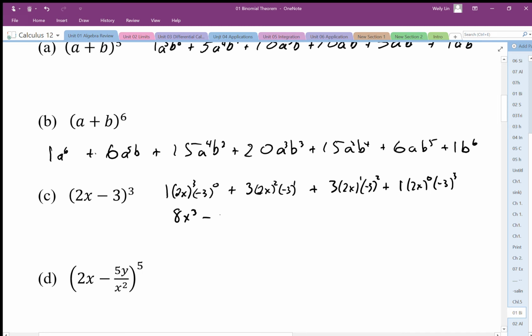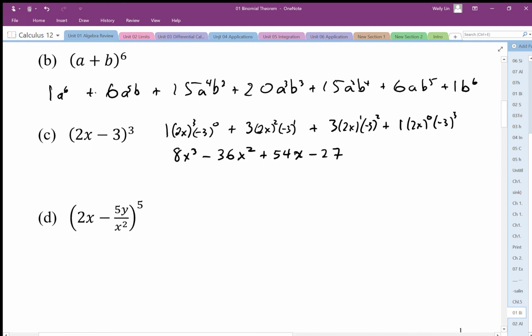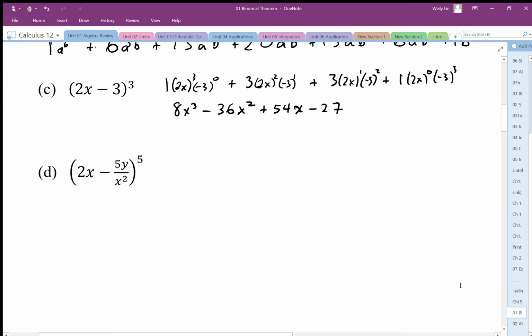So negative 36x squared plus, this is going to be 3 times negative 3 times negative 3 times 3 times 2, so that's 54x to the power 1. Okay, plus that last term is going to be minus just 27, or negative 3 cubed. So this is how we can expand these without having to do all this FOIL and collecting like terms.